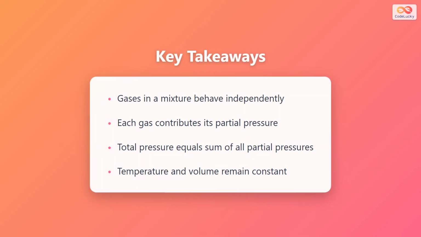Let's review the key points about Dalton's law. First, gases in a mixture behave independently. One gas doesn't affect another's pressure contribution. Second, each gas contributes its own partial pressure to the mixture. Third, the total pressure always equals the sum of all partial pressures, no exceptions. And finally, this law assumes that temperature and volume remain constant throughout. Understanding these principles will help you solve any problem involving gas mixtures with confidence.